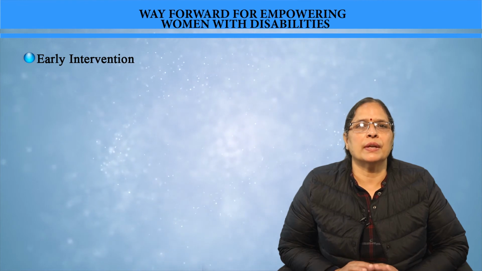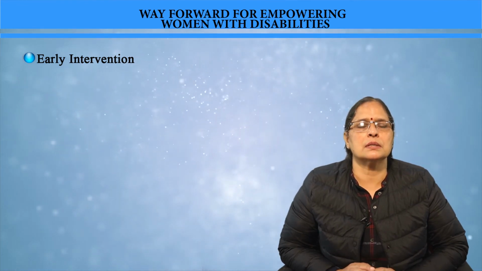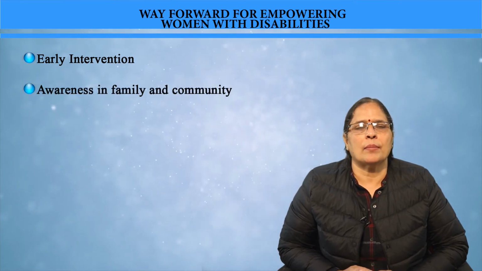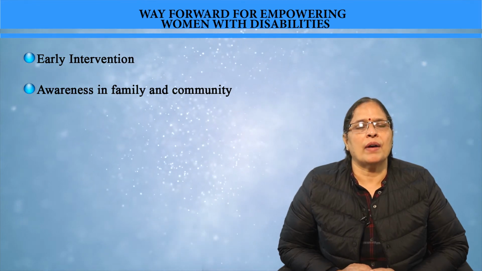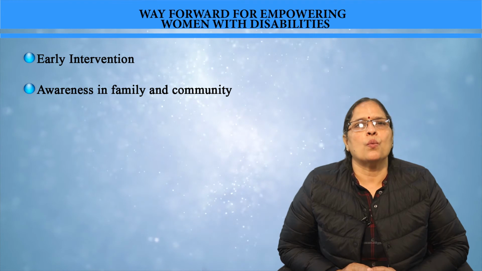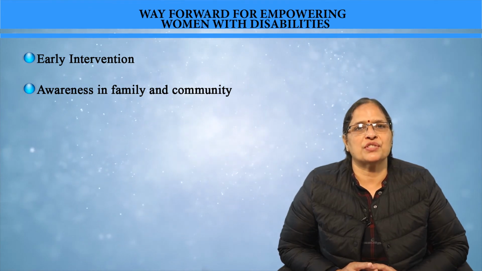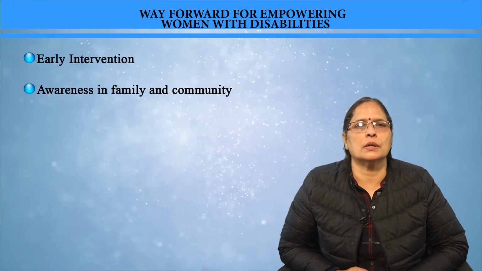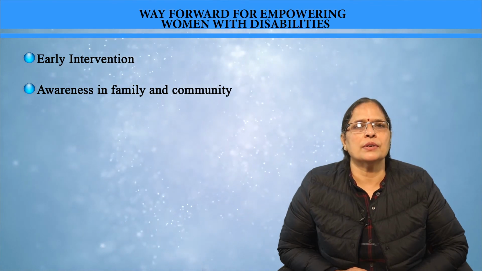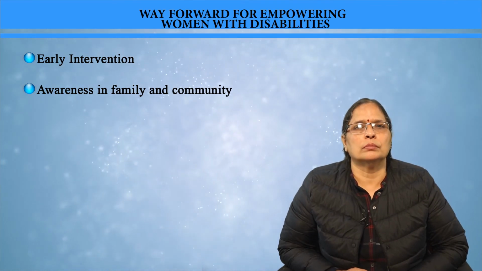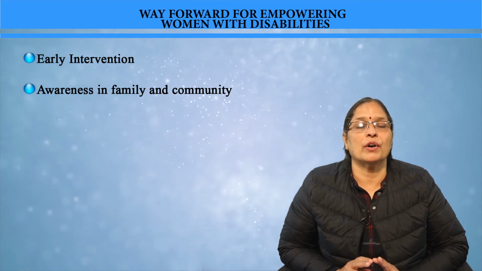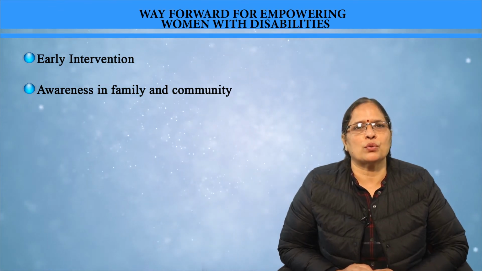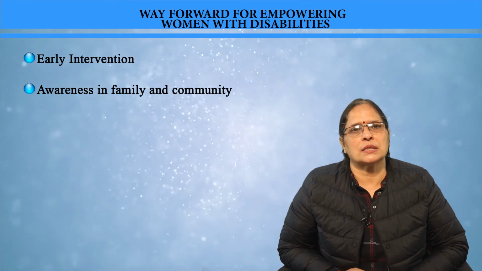So early intervention is a very important part of a girl's life, and in fact the life of a child with disability. Then awareness in family and community is very important. The family and community should also know the developmental milestones of a child, and if those milestones are lacking, or if the child is not making the progress they should have made, the family and the community should be worried, and they should also think about what kind of intervention can be provided and what could be done, and they can take specialized and expert support.